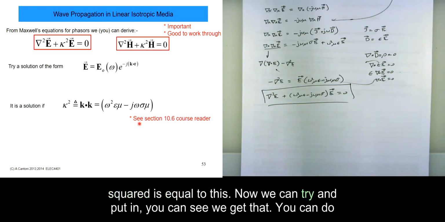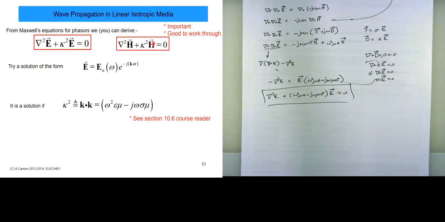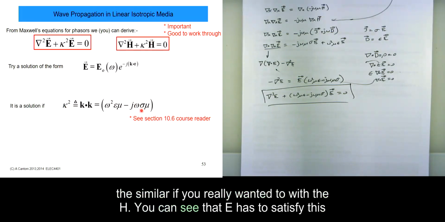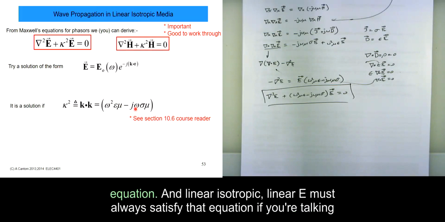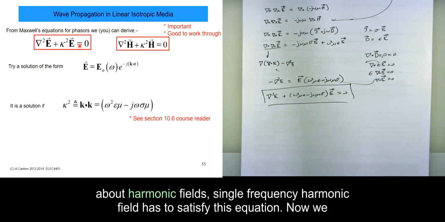Now we can try and put in... so you can see we get that. You can do the similar if you really wanted to with the H. You can see that E has to satisfy this equation. In linear isotropic media, E must always satisfy that equation, if you're talking about harmonic fields. A single frequency harmonic field has to satisfy this equation.